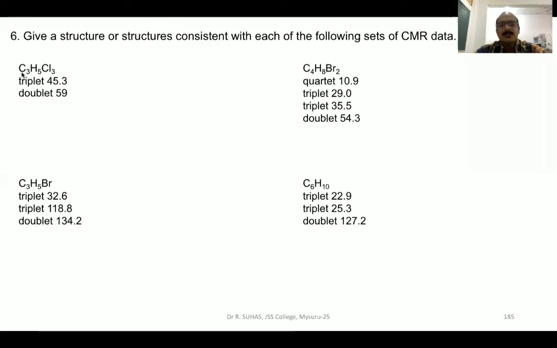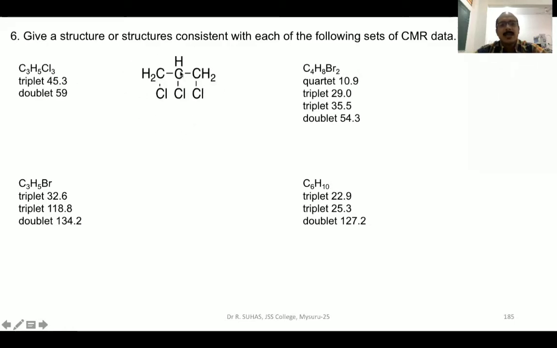So here first, what you have to do, you have to write 3 carbons, 1, 2, and 3. Now you have to keep on satisfying the multiplicity. Triplet, that means you have to first write CH2, and doublet you have to write first CH. And for this CH, you have to attach one Cl. So essentially, this is the structure of the compound.